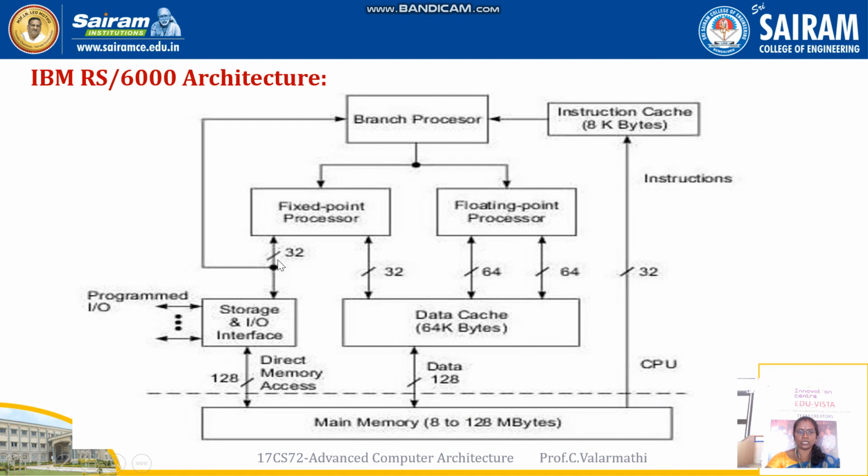When you talk about the number of bits, the fixed point processor has a 32-bit architecture and the floating point processor has a 64-bit architecture. Here the instruction cache and data cache are separately associated with the main memory, because in RISC architecture there are separate data and instruction caches. That is followed in the IBM RS6000 architecture also. This is the architectural layout of this company.